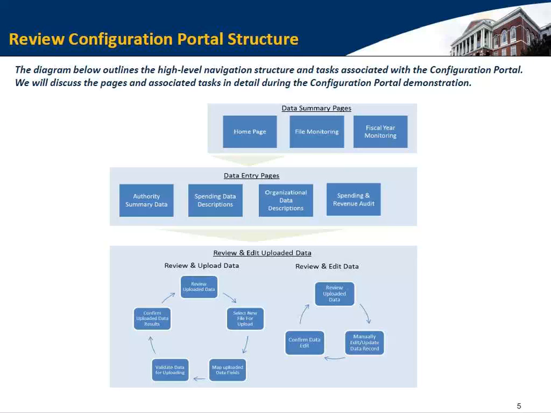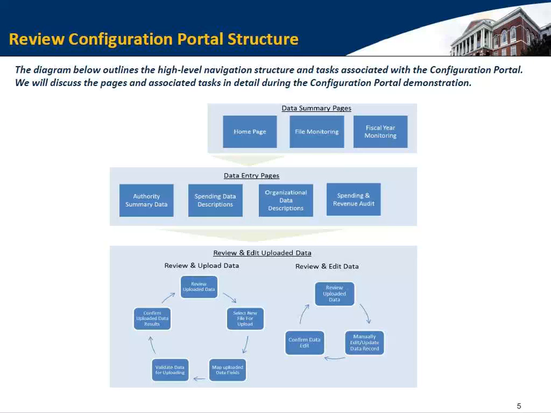The second set of pages is a set that kicks off from the home page, and we'll go through all this in detail, but I just wanted to bookend this process. It is authority summary data entry. This is all the high-level information about your authority, contact information, descriptive information. Spending data descriptions, this is all of the high-level descriptive information about all of your spending categories, subcategories, and the different spending types. So these would be your financial instruments like loans, grants, or payments. And then some high-level descriptive information about your payroll and pensions data.